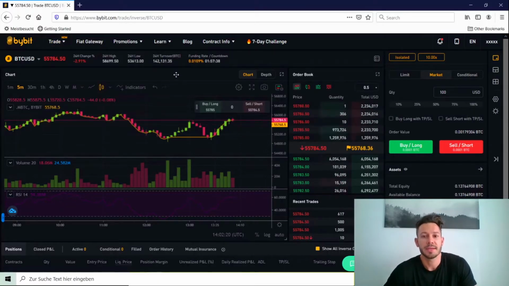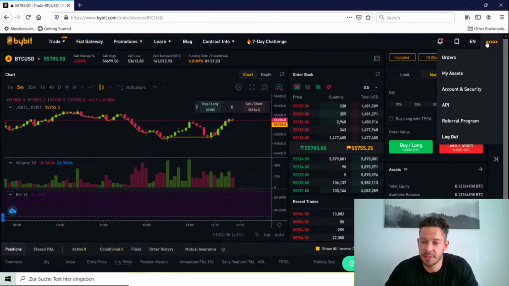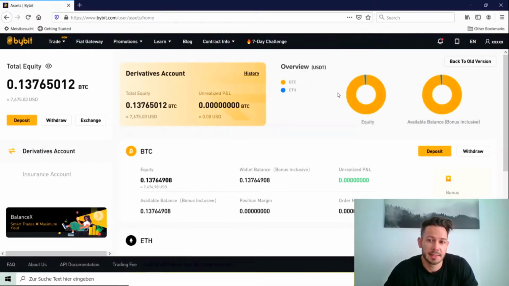And to trade whatever you want to trade, you have to fund your account. So you have the possibility to use the fiat gateway to buy crypto, or if you already own crypto, you can simply deposit it here. You go here, go to my assets, okay? And then you can deposit, for example, Bitcoin here. You just click deposit. Then you would see your wallet address and you can transfer your crypto here.